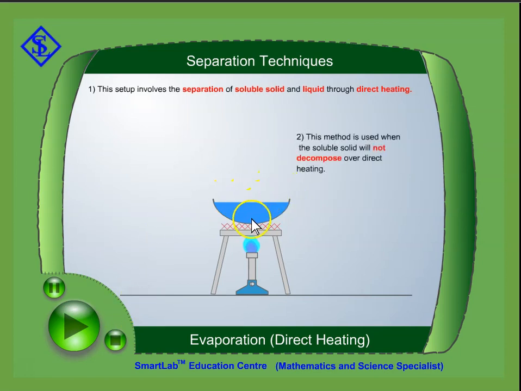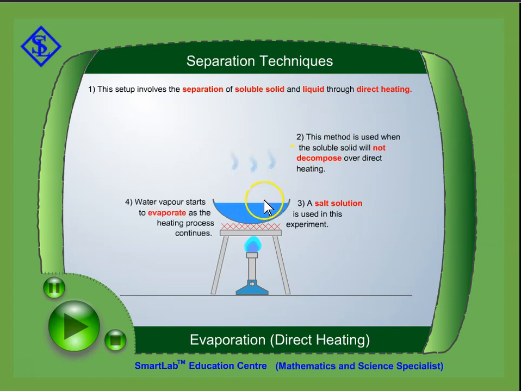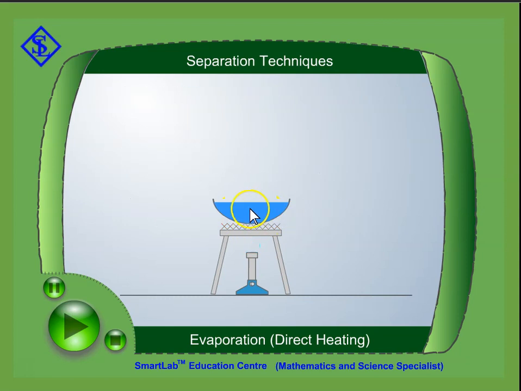Okay, so notice in this setup, we will use salt solution, not sugar, because sugar decomposes. You will notice that water will start to evaporate. This is the process of evaporation, which is your third separation technique. And then if we evaporate to dryness, you will notice that the solid, which was originally soluble, the dissolved solid that is present, which is salt, will be left behind.